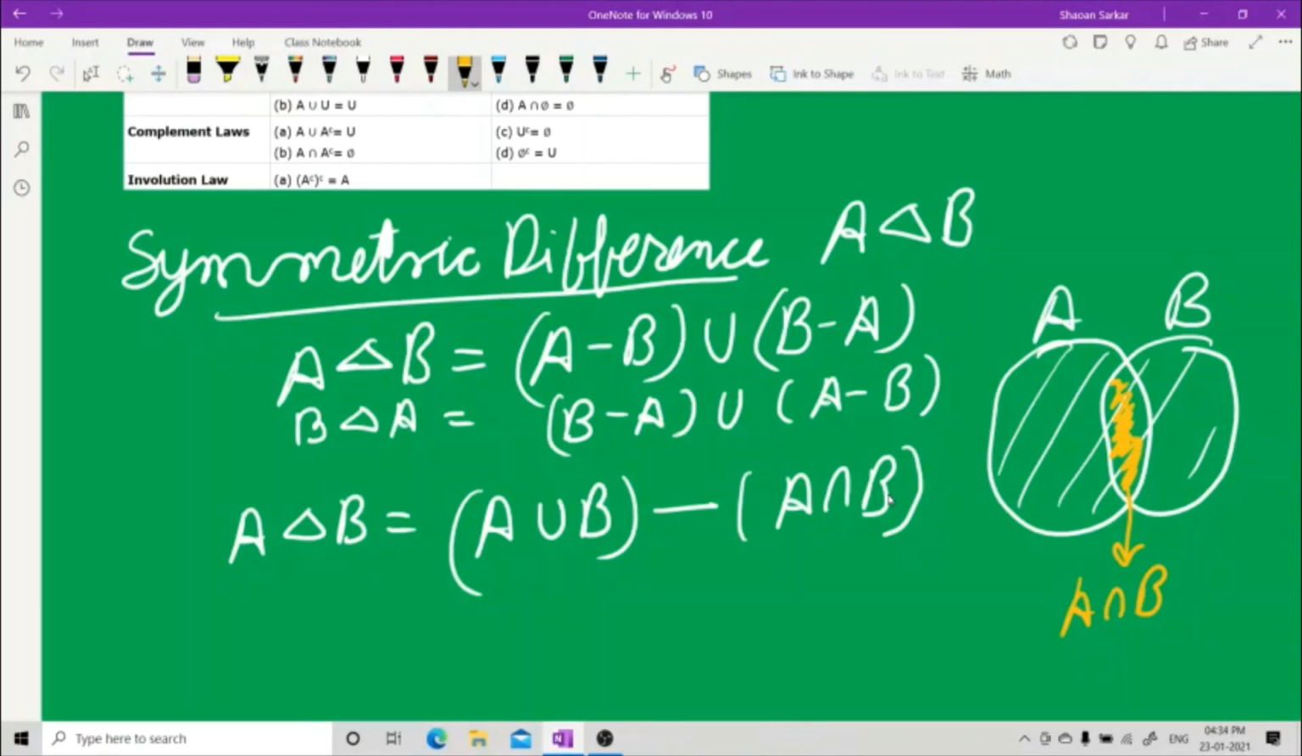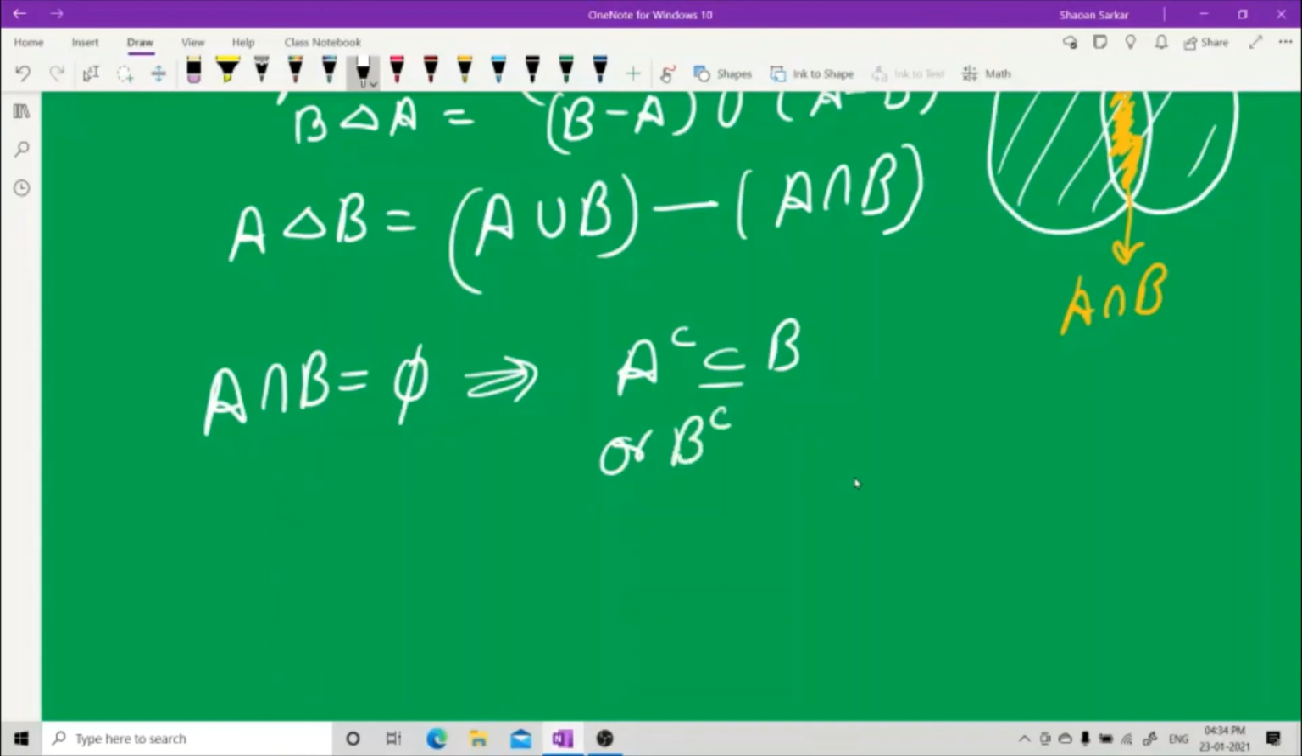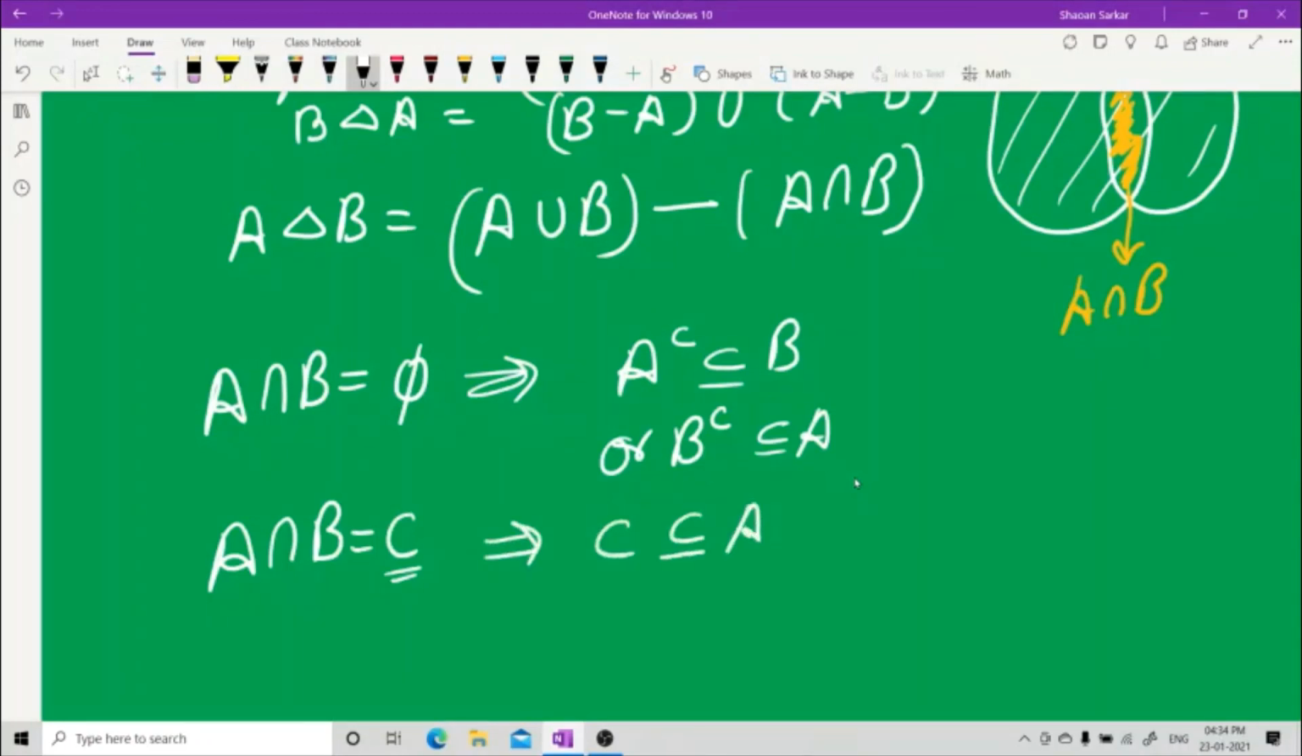Now two more little things, and then we will come to another very important topic. The thing is, I am talking of A intersection B complement is phi. Suppose it is phi. This will imply A complement is a subset of B, or B complement is a subset of A. They may be both the same. Now suppose A intersection B is C, some C that is not null. Then this implies C is a subset of A and C is also a subset of B. This is quite an important expression.